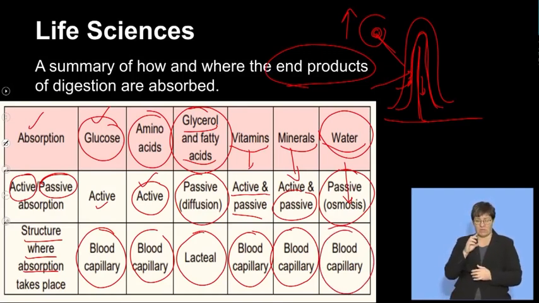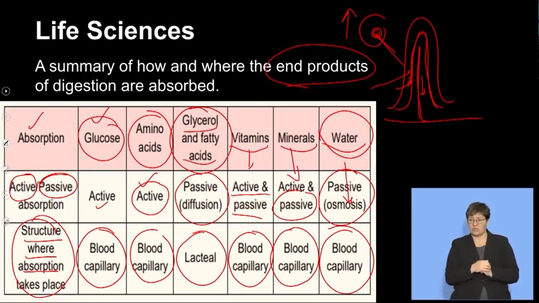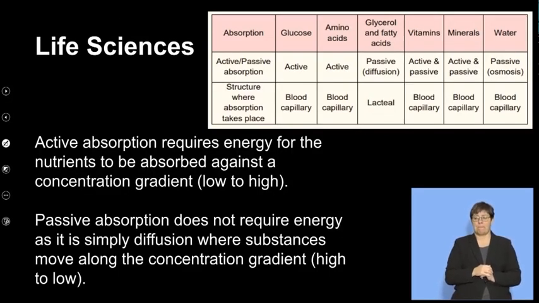Again, the blood capillaries. So when we look at the structures which take away the absorbed nutrients, apart from fatty acids and glycerol, all other substances are transported via the capillary network in the central villi. So guys, let's have an overview of what we just discussed.